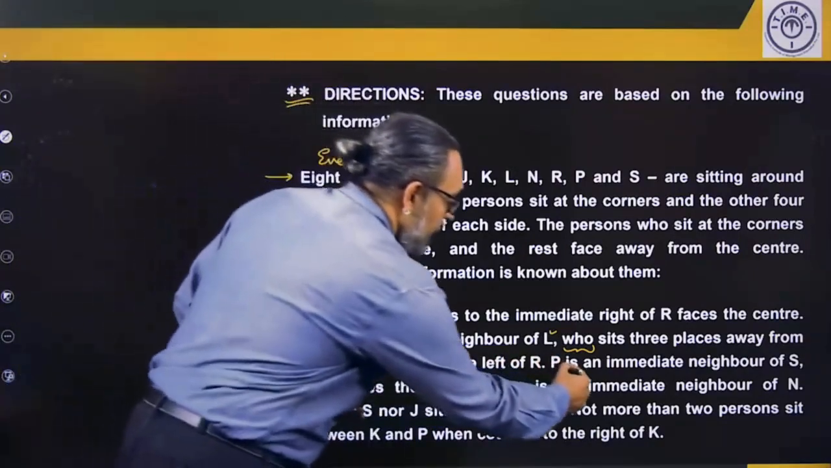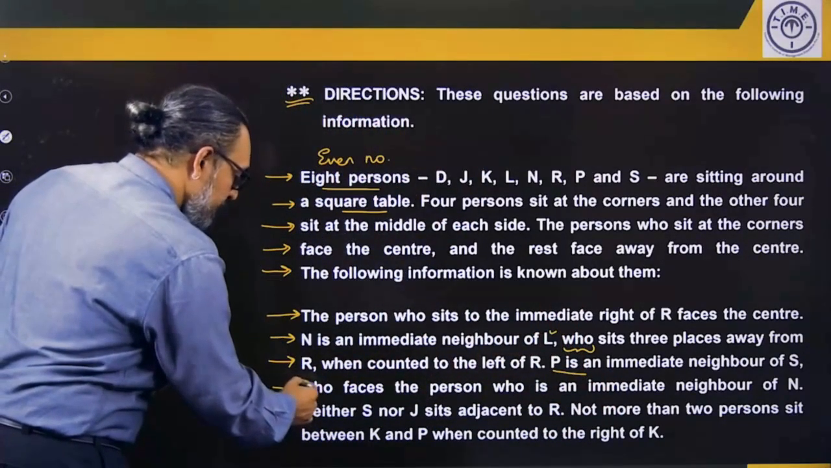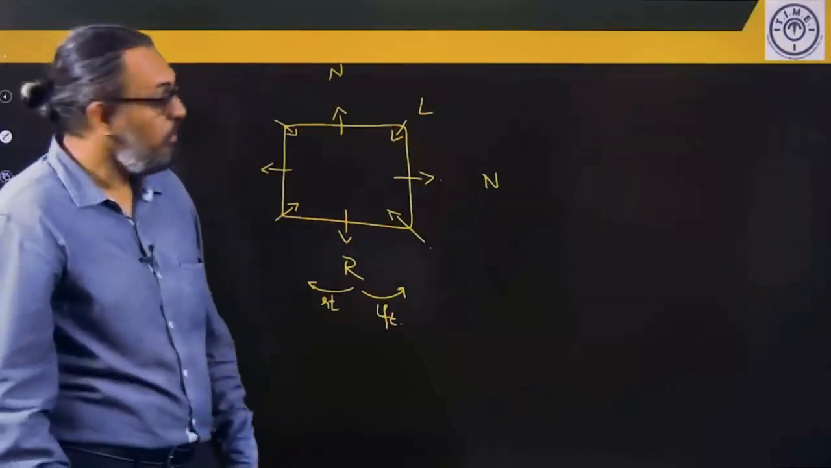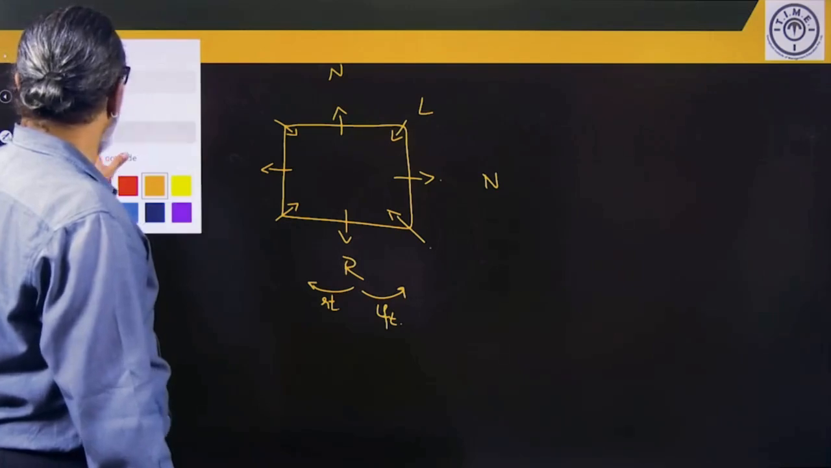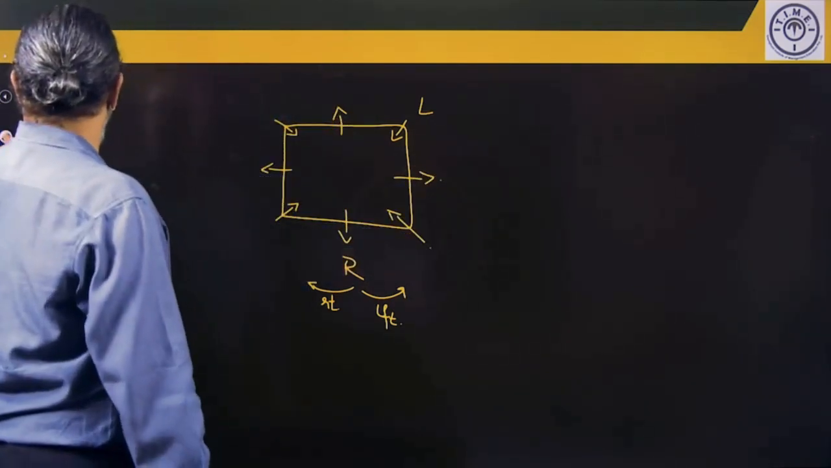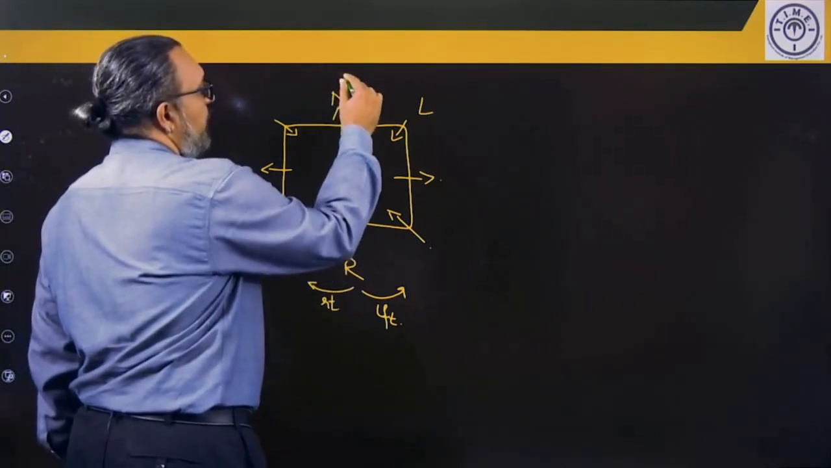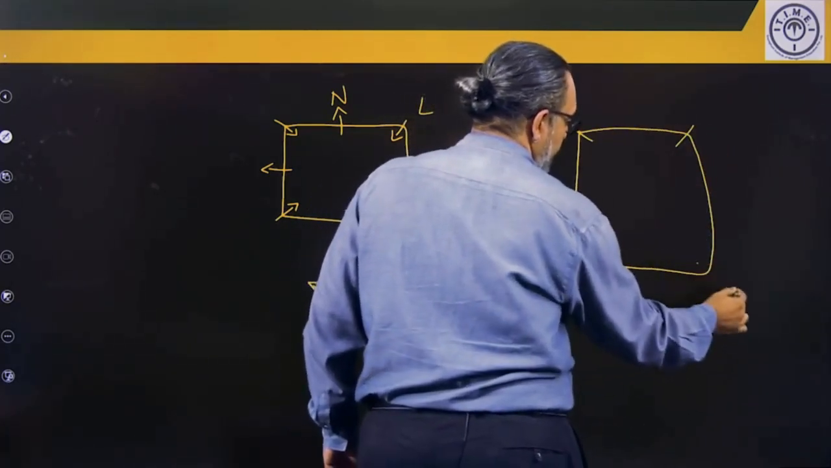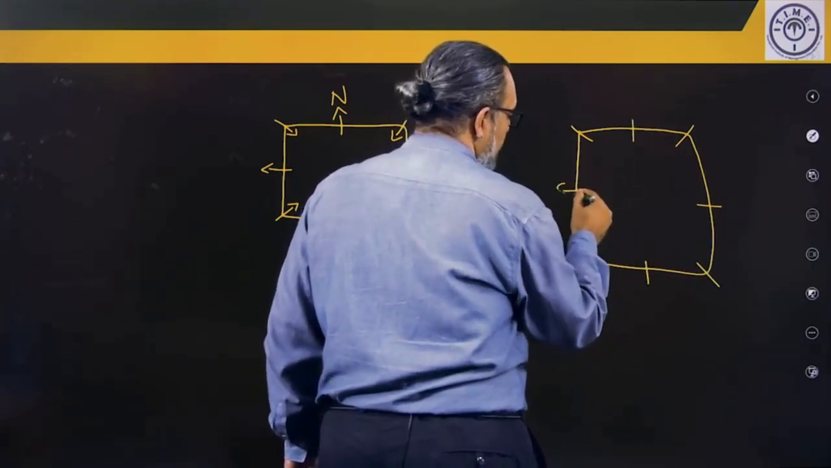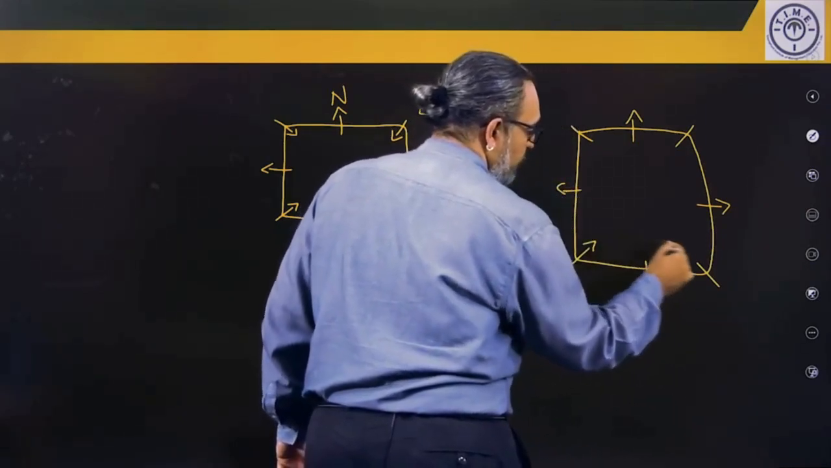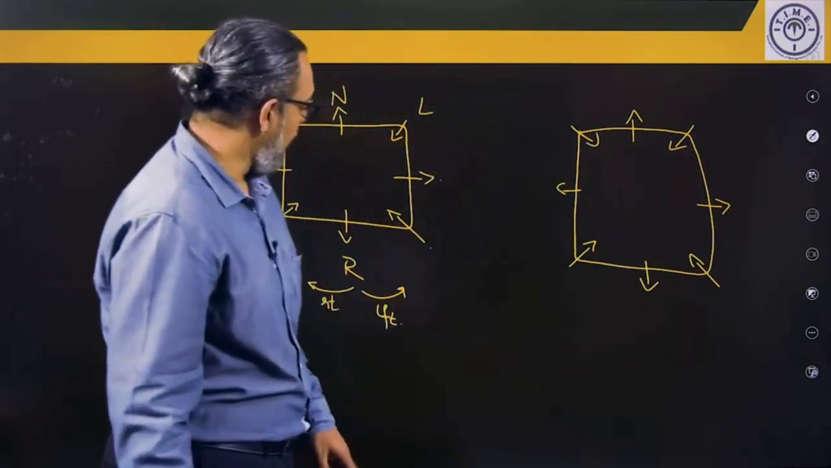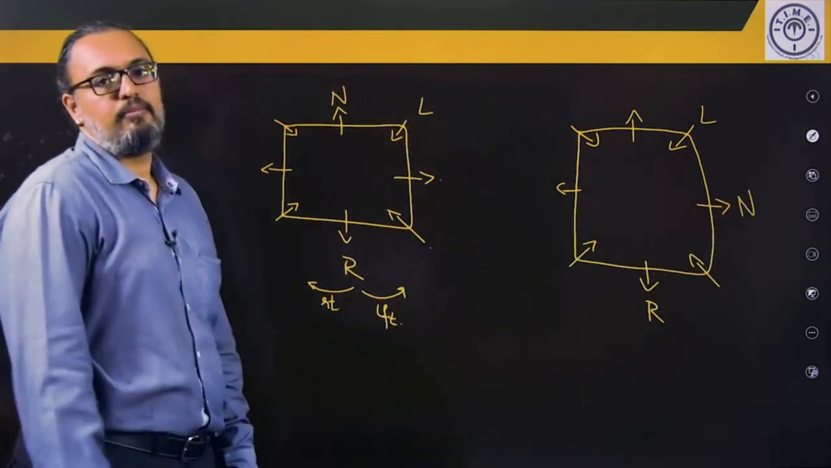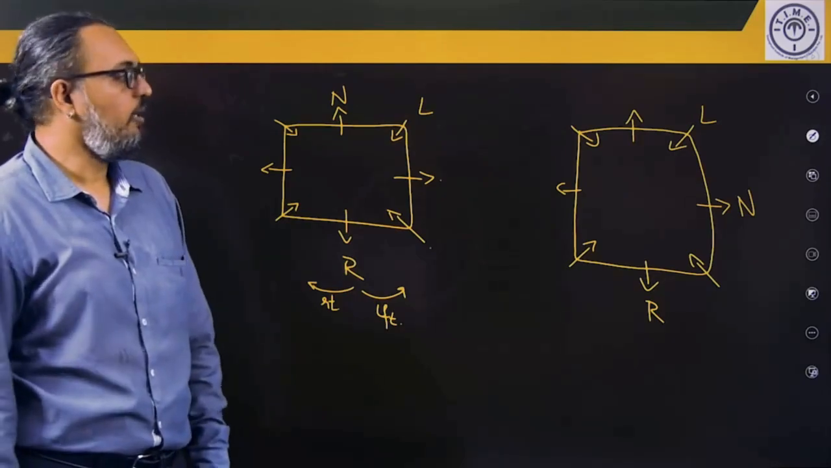And what else he says? P is an immediate neighbor of S who faces the person who is an immediate neighbor of N. Okay. So, that means before we go further, we will take both the possibilities. That way it becomes easy for understanding the further instructions. So, what we will do? One position I will put N here. So, I will take another arrangement, square, 4 at the corner, 4 at the sides. At the sides we have persons facing away and at the corners we have persons facing towards, correct? And we fix R in that same position. Then L also will be in the same position, but N I am going to give here this time, immediate neighbor of L. So, these are the 2 cases we will look at.